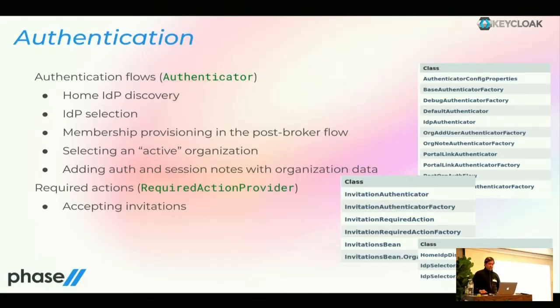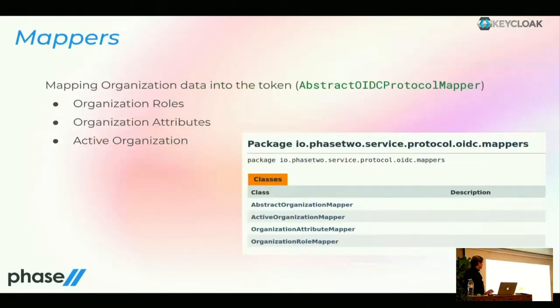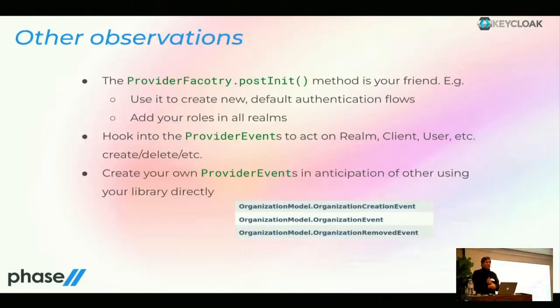We also built invitations as a required action, again, so we could trigger it every time just based on the evaluate triggers method. Mappers, a couple of mappers. I showed you these, the ability to map organization roles, organization attributes, and which is the active organization into the token. A couple of other observations that we made. So that's, I'd say, 90% of the sum of the extensions that we built inside of keycloak-orgs.